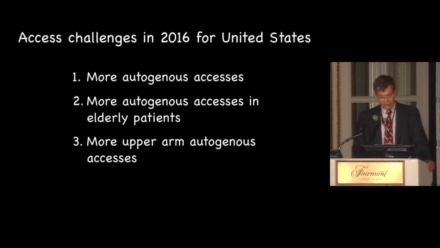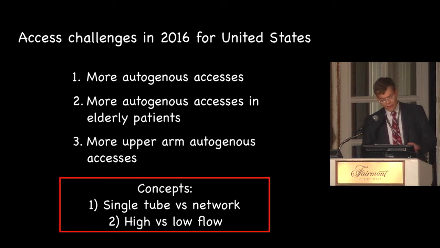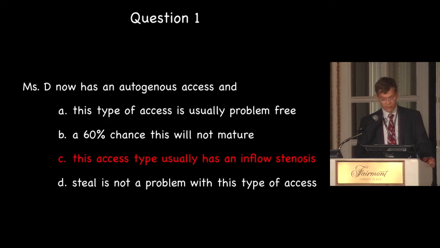And the concept here is that with an upper arm access, you often have a single tube, so a stenosis immediately increases the pressure in all parts of the access, versus a network in the forearm, where you may often have small side branches that can dissipate pressure. And the flows on average in a forearm access are much lower when you start out, because the arteries are smaller, and that's where a lot of the pressure drop appears.